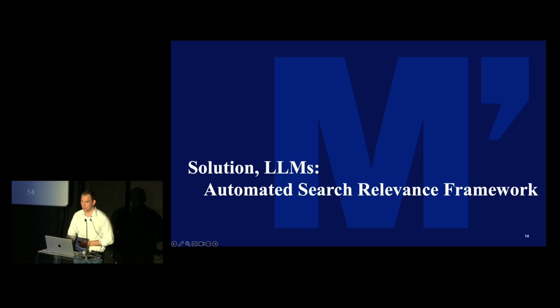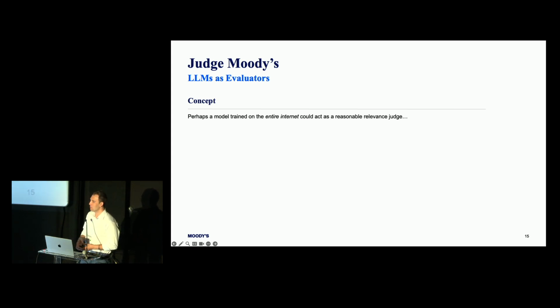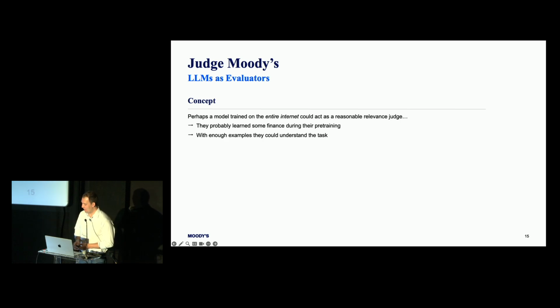Yeah, so we have some problems. How do we solve them? We have an automated search relevance framework that I and a team of other super talented engineers have worked on building out, which is basically saying we have language models and they've seen the entire internet. So they've probably seen some stuff having to do with finance. And they probably could understand what we want them to do, understanding the task if we give them enough examples.